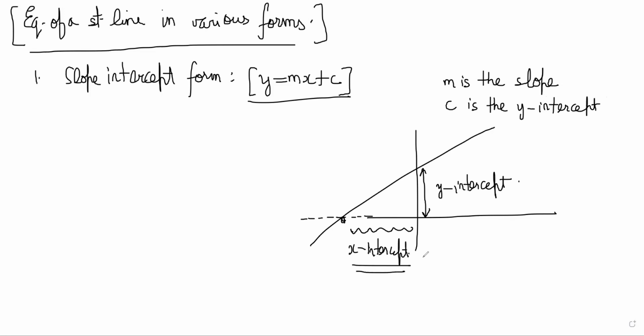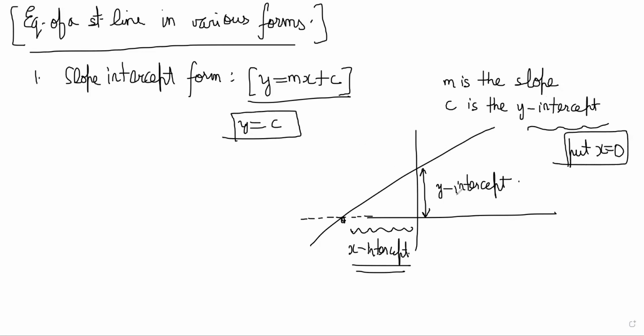So how do you find the y-intercept? By putting x is equal to 0. Put x is equal to 0 in the equation, and you find that y is equal to c. So that is the y-intercept. And if you put y is equal to 0, then you will find the point where it cuts the x-axis, and that will give you the x-intercept, right? So this is slope-intercept form.